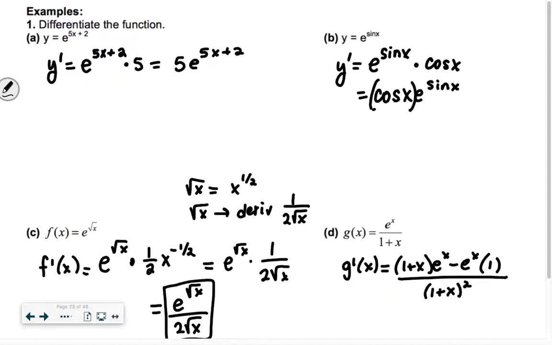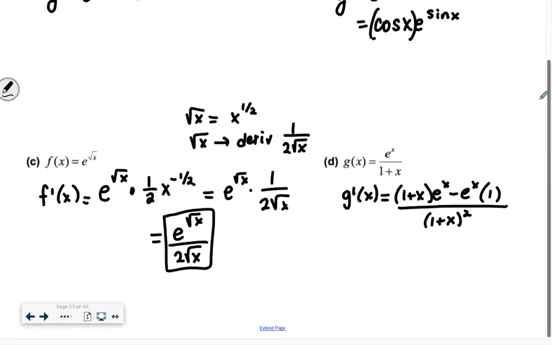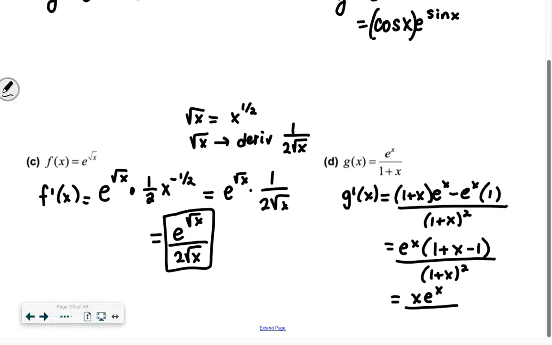So the nice thing about these e to the x functions is if you have the product rule or the quotient rule, you're going to have something in common. See how we have the e to the x in common on top? So we can pull it to the front, and usually there's some simplifying that can happen. So we just factor that to the front, and then we still have that denominator of 1 plus x squared. So do you see how it ends up being x e to the x over 1 plus x squared? That's our answer.